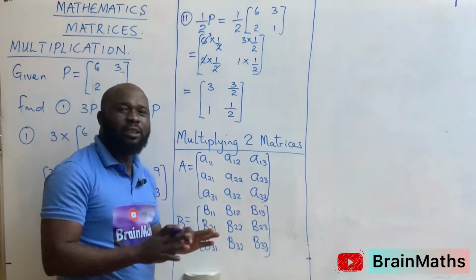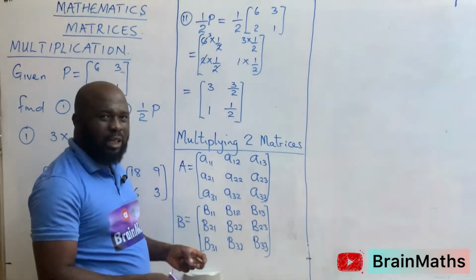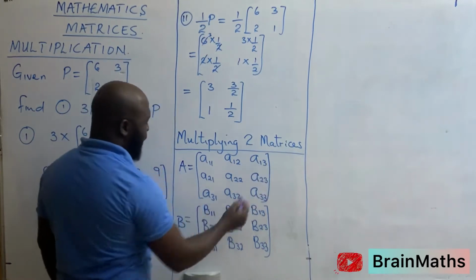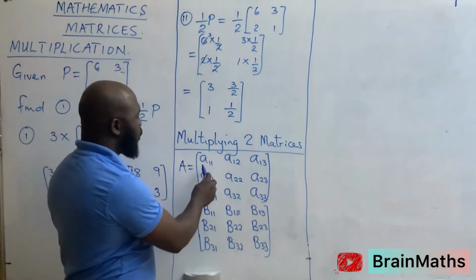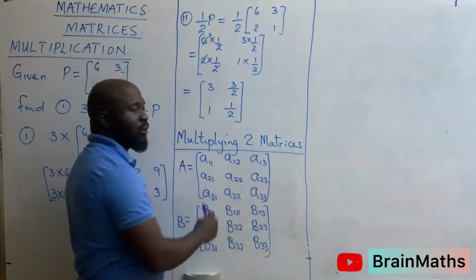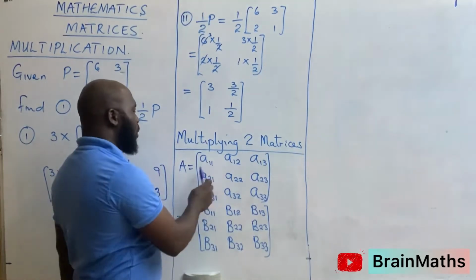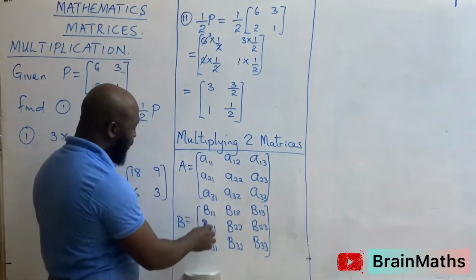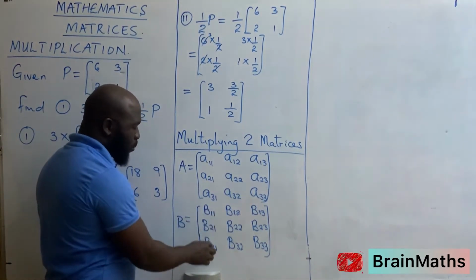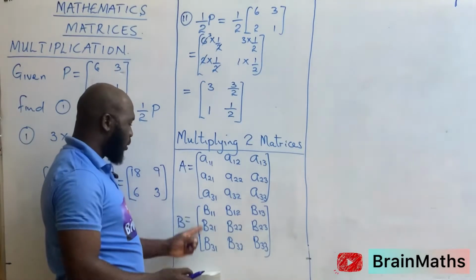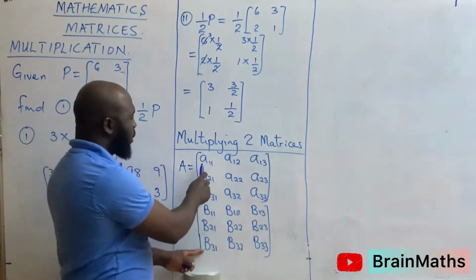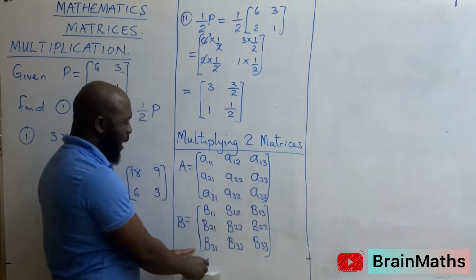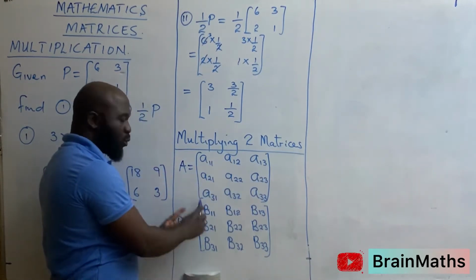So if you're given a matrix in this order, matrix A multiplying a matrix B, the first and most important thing in multiplication of matrices is that the number of columns of the first must equal the number of rows of the second. If you have a 1 by 3 row, that is one row having 3 columns, then you must have a column with 3 rows.